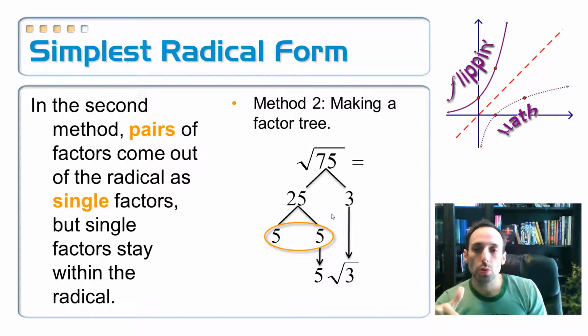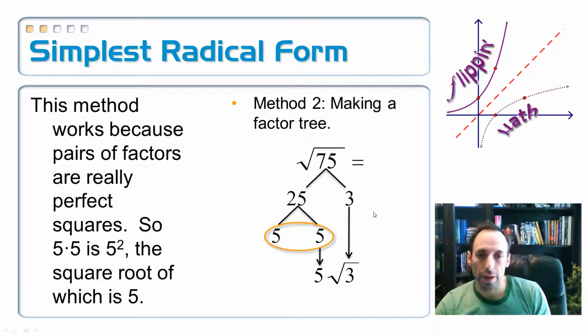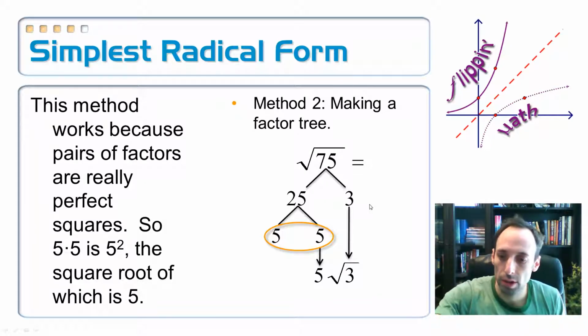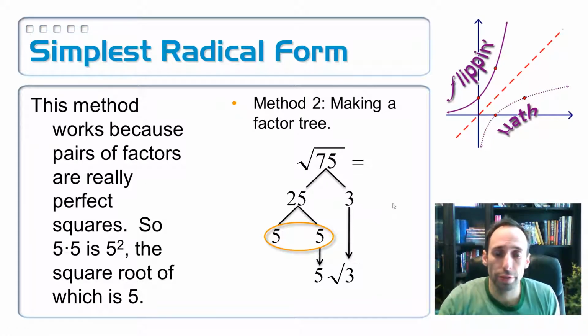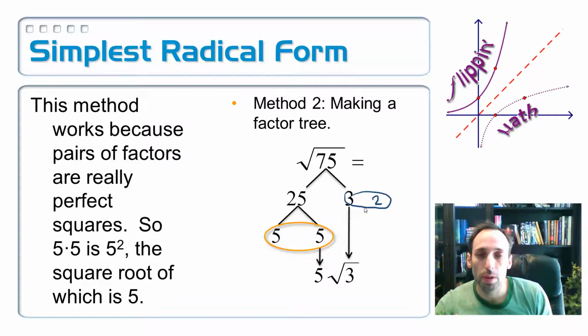Okay, the reason why this method works is that 5 times 5 is 5 squared. And what's the square root of 5 squared? It's 5. Now let's say, just for example, if you had another factor. What if we did the same kind of thing and we had a factor of, say, 2 out here? But it doesn't have a pair with it, so you would just go ahead and multiply those two together and you would have a 6 underneath the square root symbol.